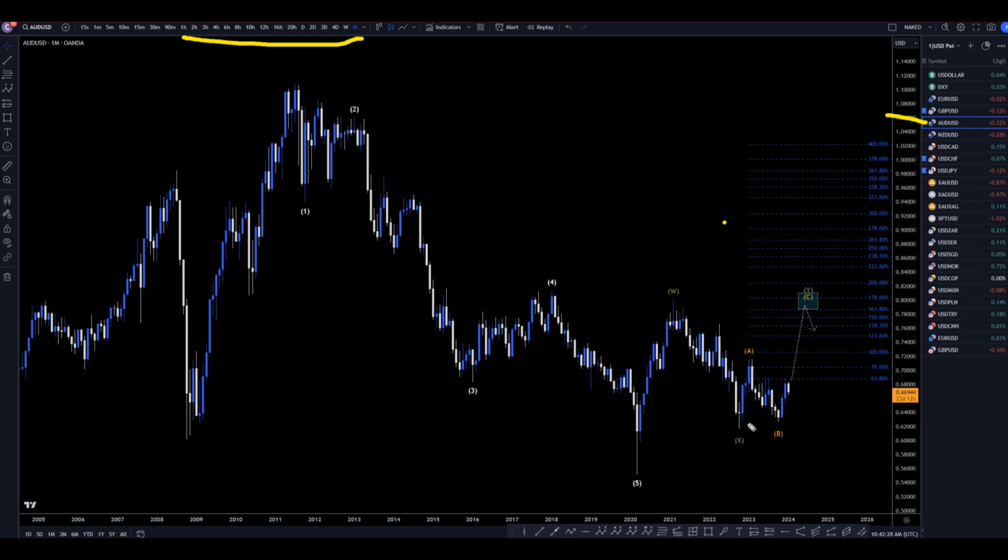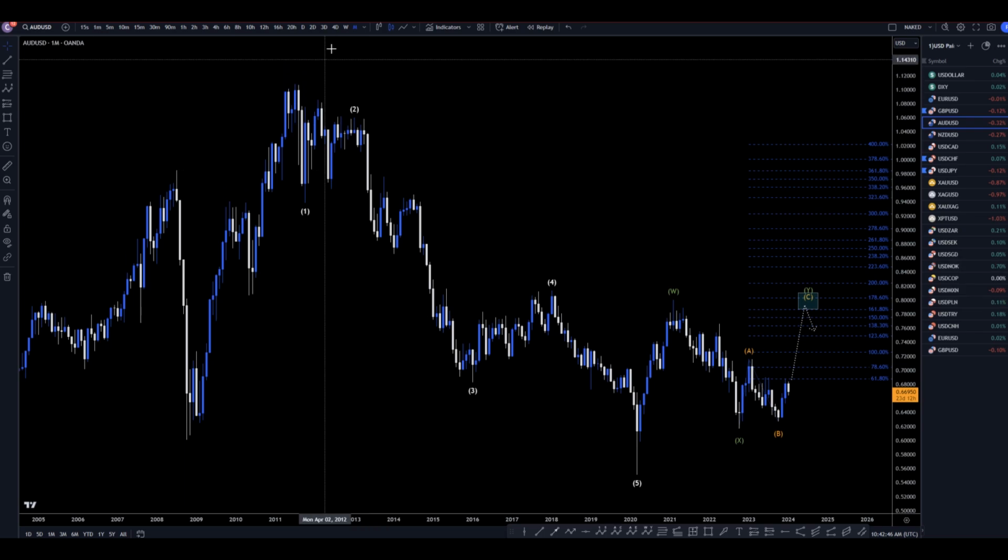So on the Aussie dollar monthly, I still think this is an A, B, C of wave Y, which I still believe is probably going to go up and take out these highs. I think this is three waves up for the W, three waves down for the X, and now we're going to go three waves up for a wave Y before we end up continuing back down.